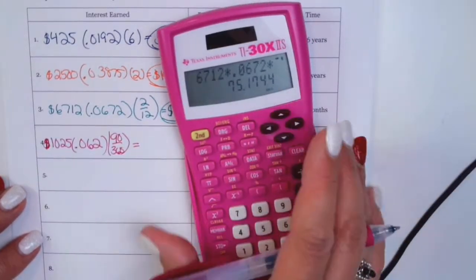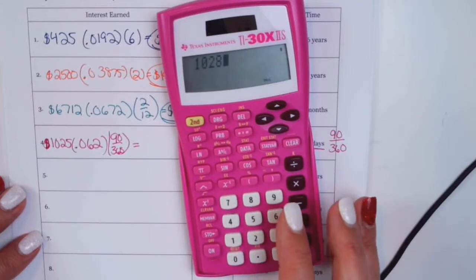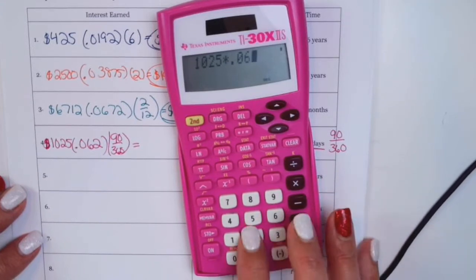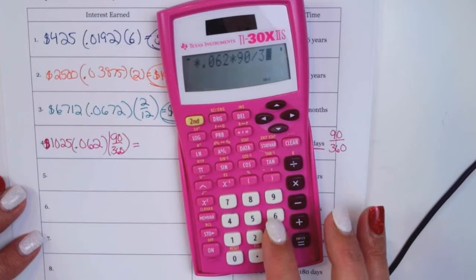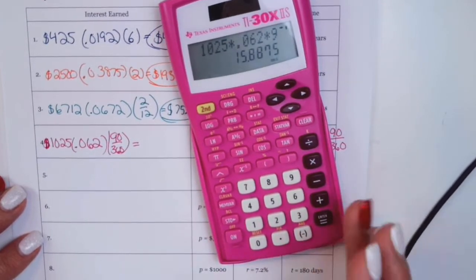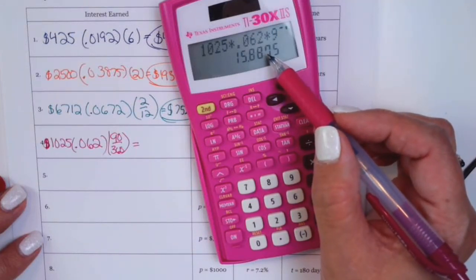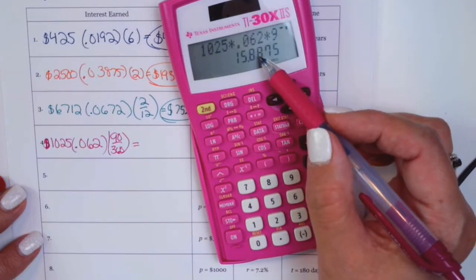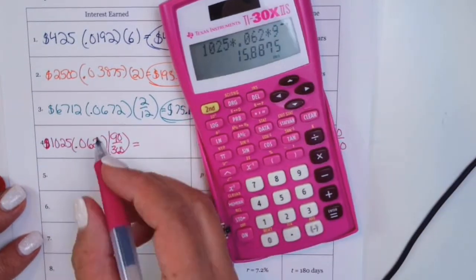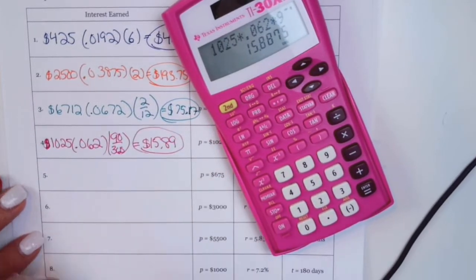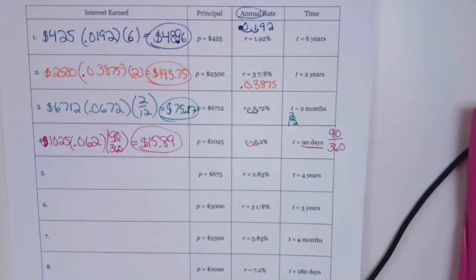Okay, let's go ahead and calculate. So 1025 times 0.062 times 90 divided by 360. And so again, we're looking at cutting it off between 8 and 7 because we only have cents. Now 7 is greater than 5, so we're going to have to add a 1 to the 8 since we're rounding it. So 15.89. $15.89 is our answer.